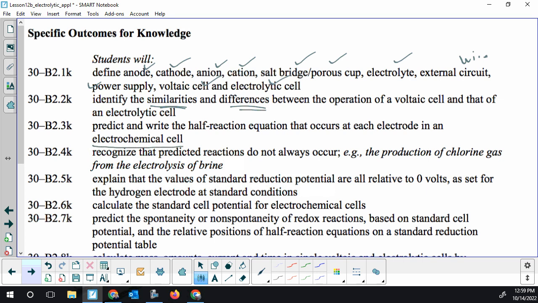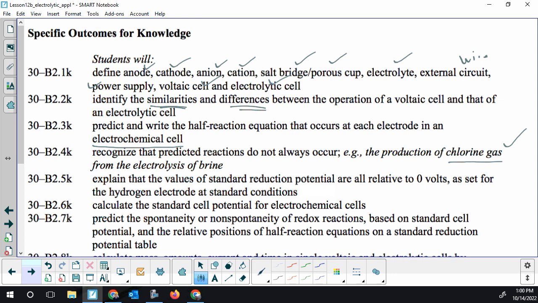This word electrochemical is a big catch-all for everything. An electrochemical cell just means electrons moved in a cell. Could be spontaneous, could be non-spontaneous. But sometimes students will confuse that word electrochemical with electrolytic. Electrochemical is your voltaic and your electrolytic. Electrolytic is the non-spontaneous. We just today did recognizing that predicted reactions don't always occur. You've got the chloride anomaly, so the production of chlorine gas from brine. So that's a recent check.